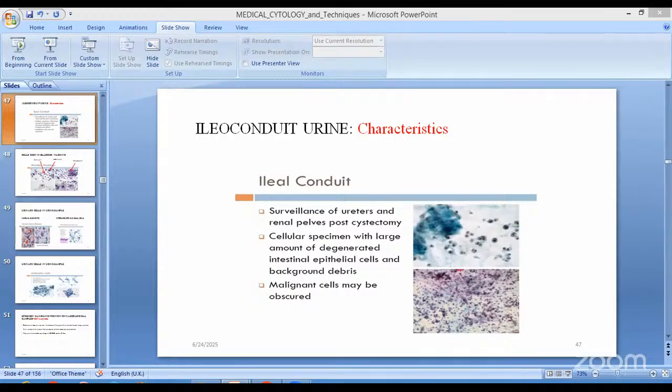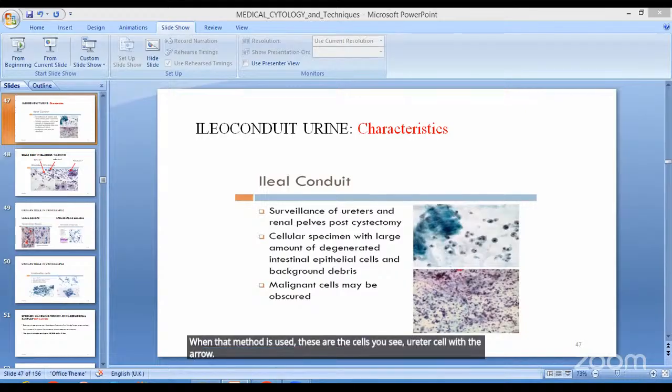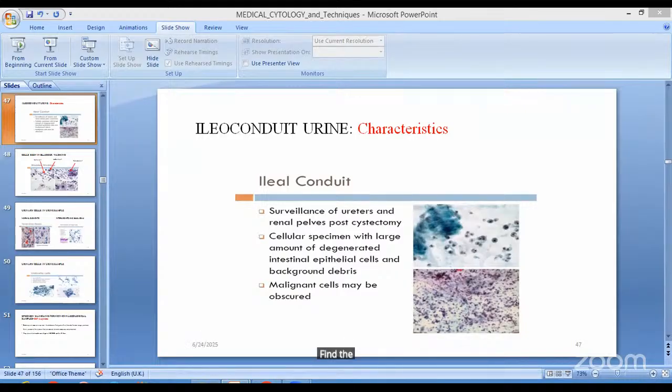Bladder washing. When that method is used, these are the cells you see. Ureter cell with the arrow. Find the columnar cells. See the umbrella cell.